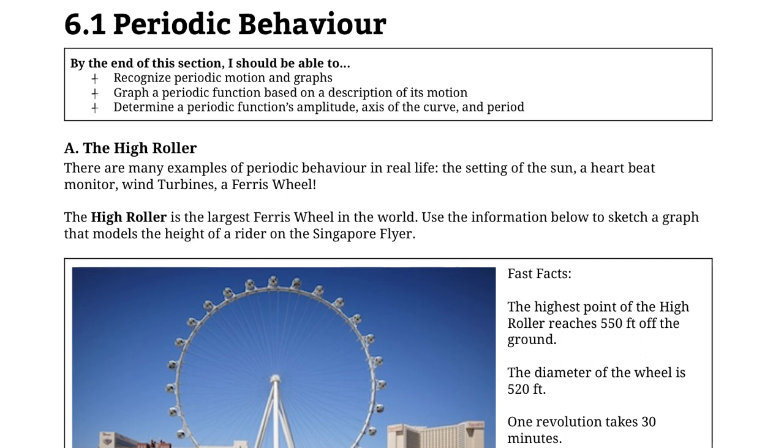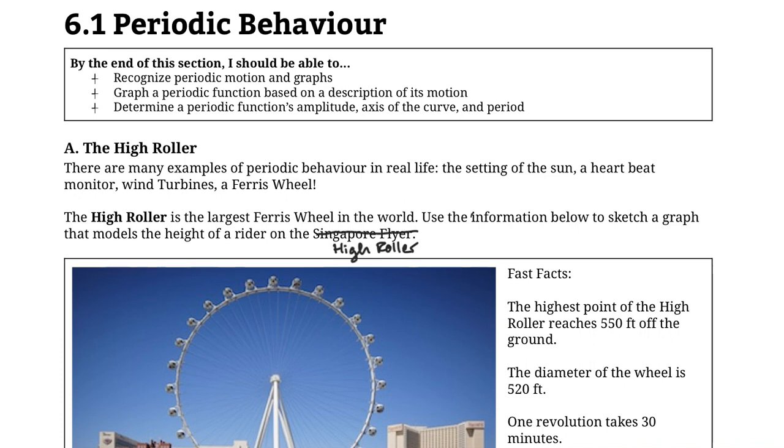There are so many examples of periodic behavior in real life. For instance, the setting of the sun, a heartbeat monitor, wind turbines, a Ferris wheel, and even a rotating electric fan in your own home. These are all examples of periodic behavior.